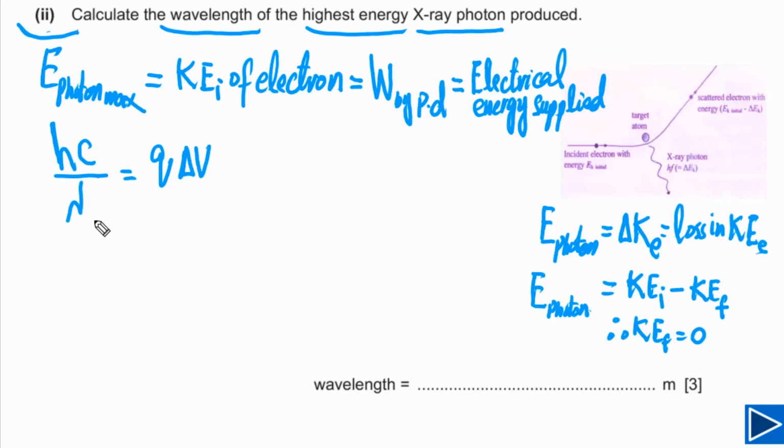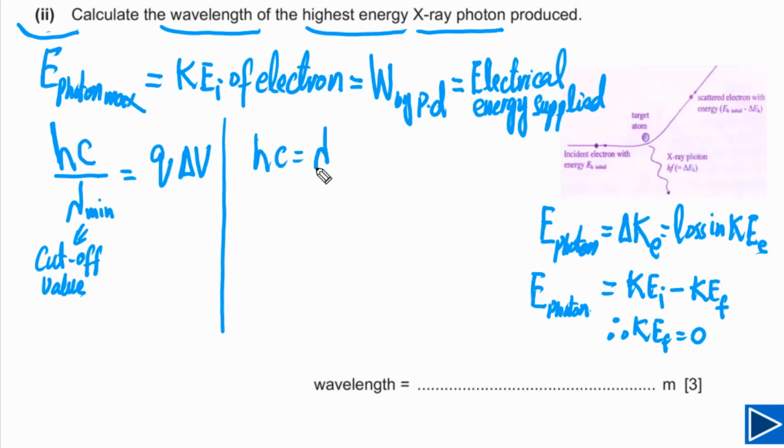We need to calculate lambda. This is lambda minimum. Lambda minimum means the energy of the photon is maximum. This minimum value of lambda is also called the cut-off value, which we will discuss later. To calculate lambda, we can simply write hc equals lambda min times q times delta V. Q is the charge on the electron.